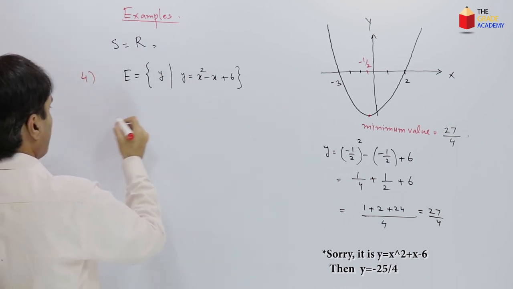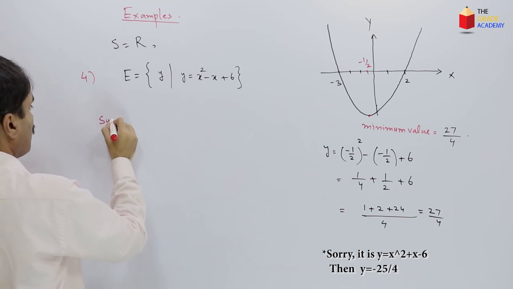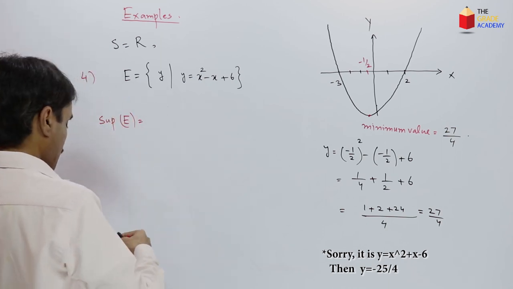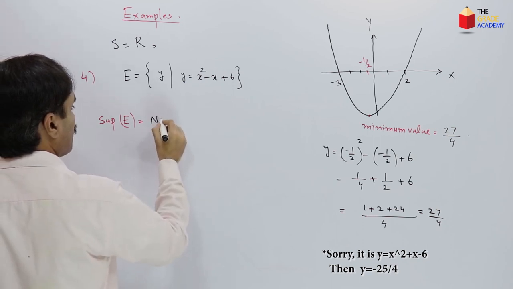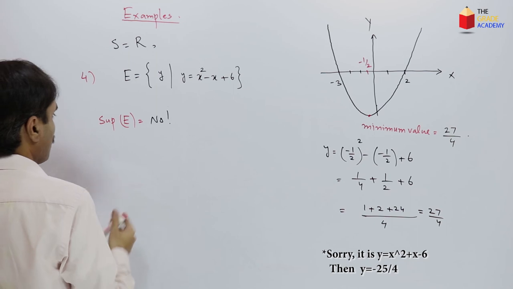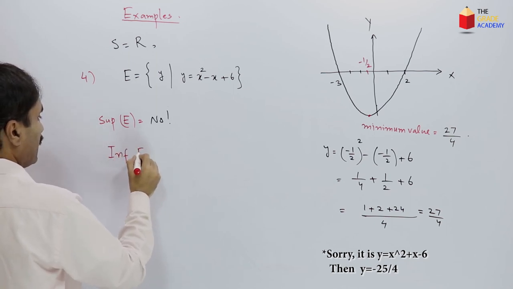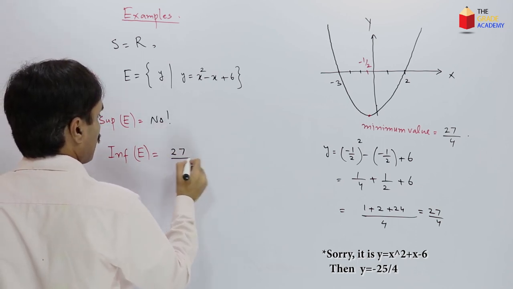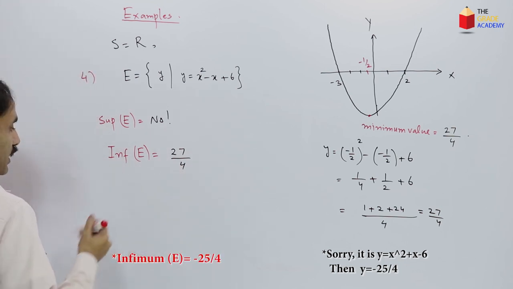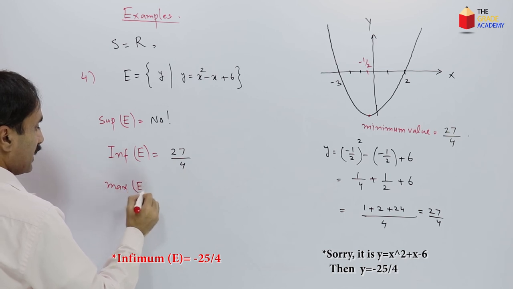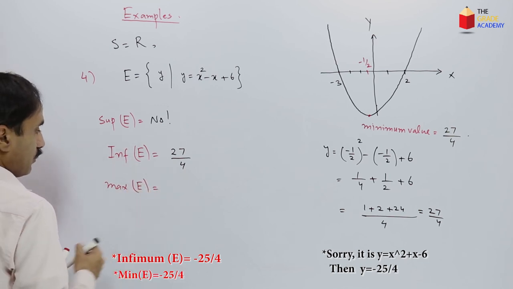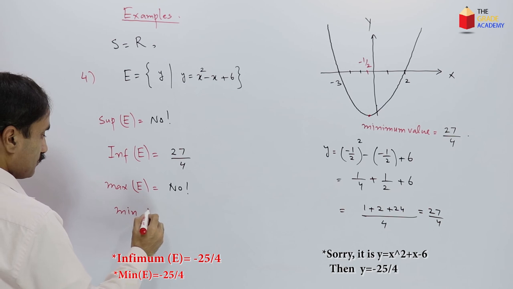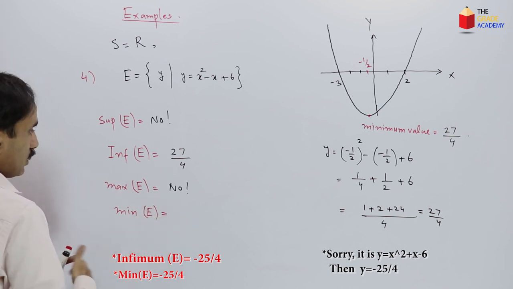So how about the supremum of this set E? Since it has no max value, it has no supremum. And how about the infimum? The infimum of E is 27 over 4. The maximum value of E is again no maximum value, and the minimum value is 27 over 4.